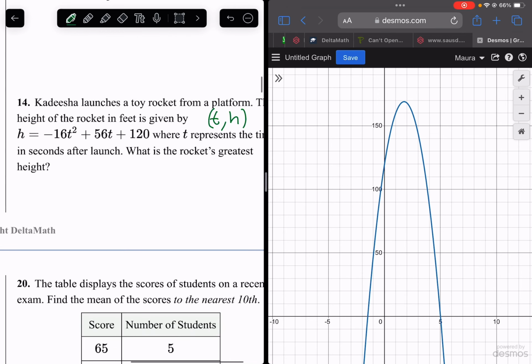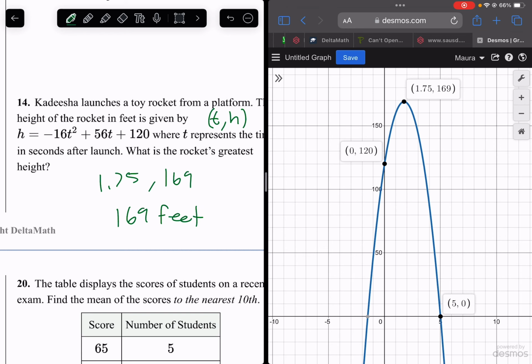All right, so they're asking, what's the rocket's greatest height? Well, we can see that the rocket's launched right here. It's going to hit its greatest height there, and then it's going to hit the ground over here. Now, normally, it takes a little bit of effort to get these values, but Desmos just spits them right out to you. So we can see that it's going to hit its greatest height here at the maximum. So it hits it at 1.75, comma 169. If we recall, the height in feet is going to be our y value. So the greatest height here is going to be 169 feet.